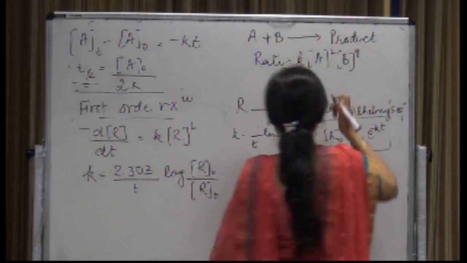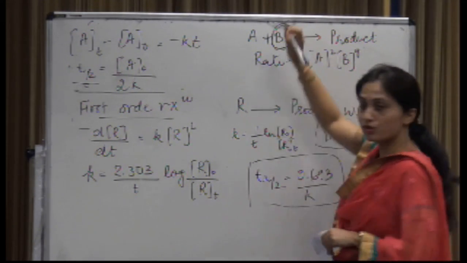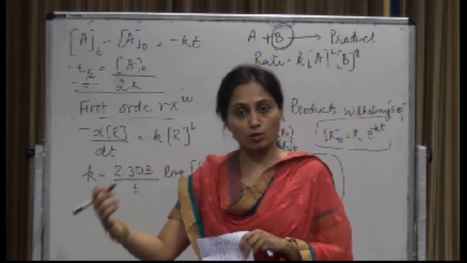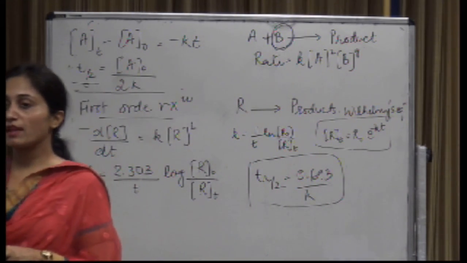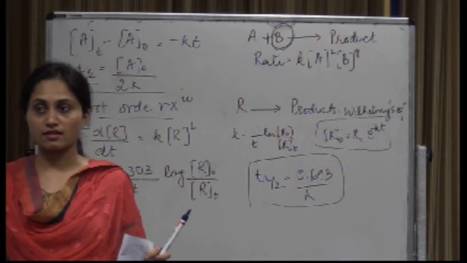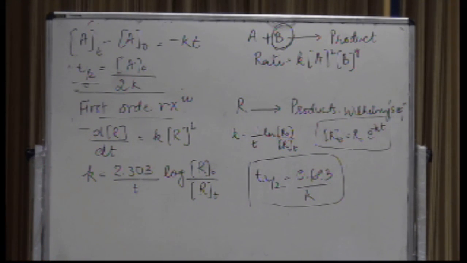Now sometimes it may so happen that, if I take B in large amount, then during the course of the reaction the concentration of B will remain unaltered. Say for example, if I am carrying out some reaction in water, and if I take water in large excess, then towards the end it is experimentally observed, I am telling you that if we take water in large excess, then towards the end of the reaction we will see that during the course of the reaction the concentration of water remains unaltered.